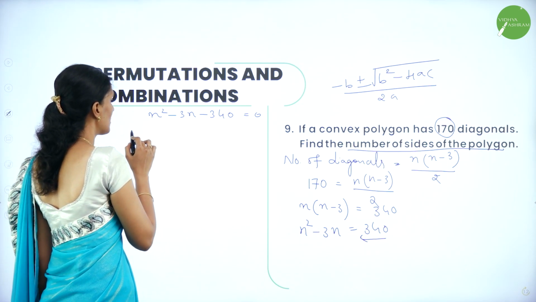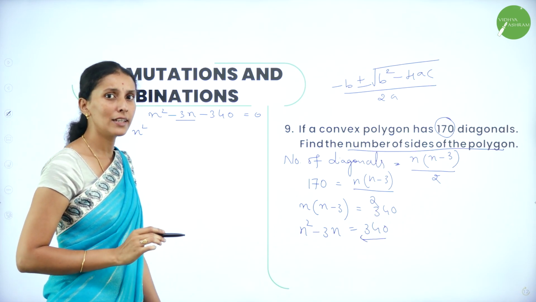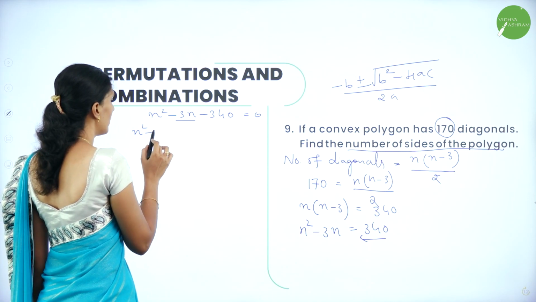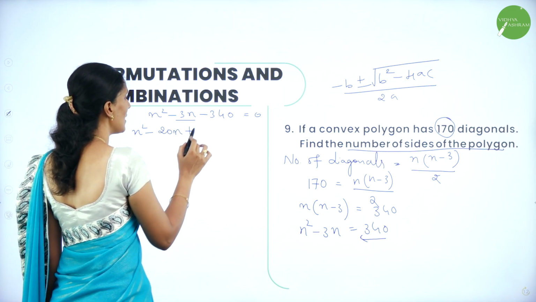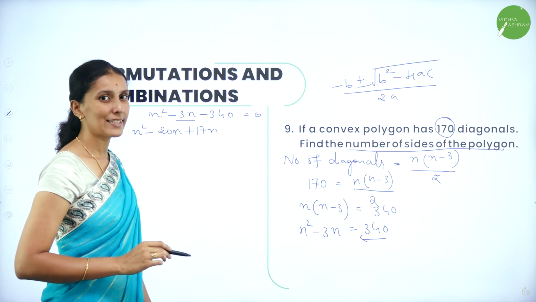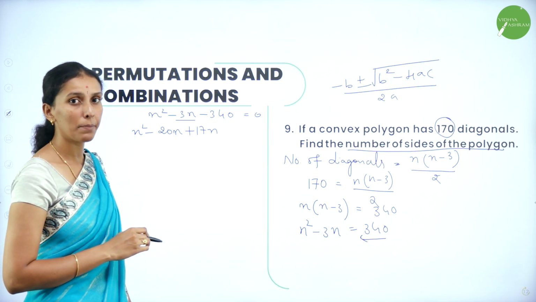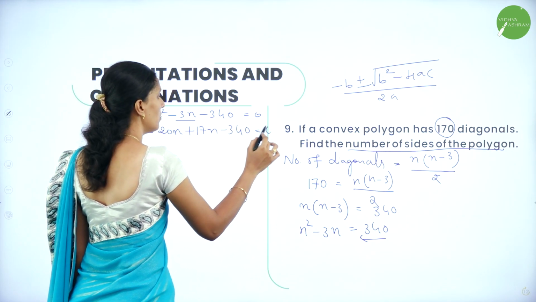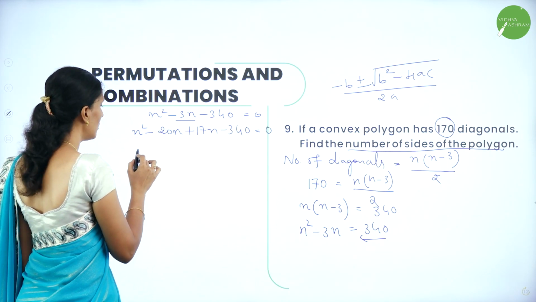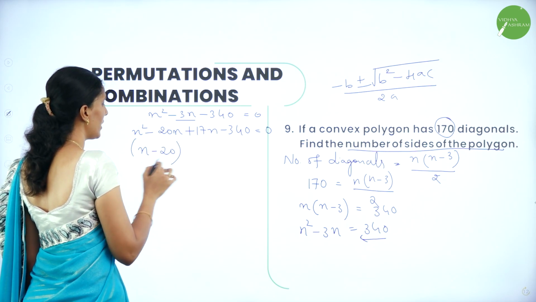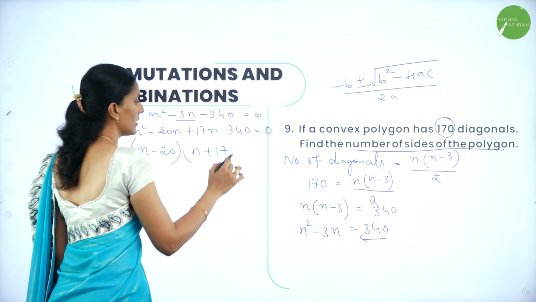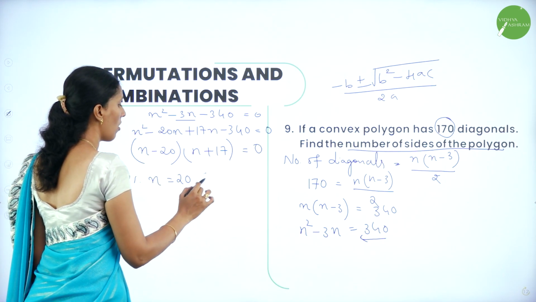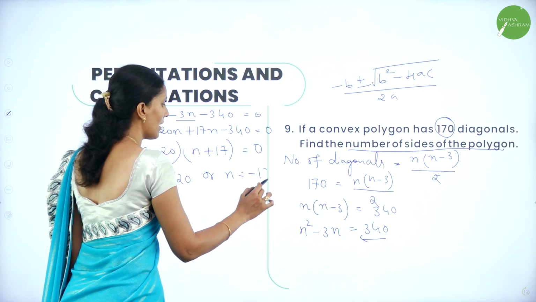I'll just split the middle term so that the sum will be minus 3 and the product will be minus 340. So here I'll take minus 20n plus 17n, because 20 into 17 is 340, and minus 20 plus 17 gives minus 3n. When you take the common factor, you are left with n minus 20, n plus 17 is equal to 0. So therefore, n is equal to 20 or n is equal to minus 17.